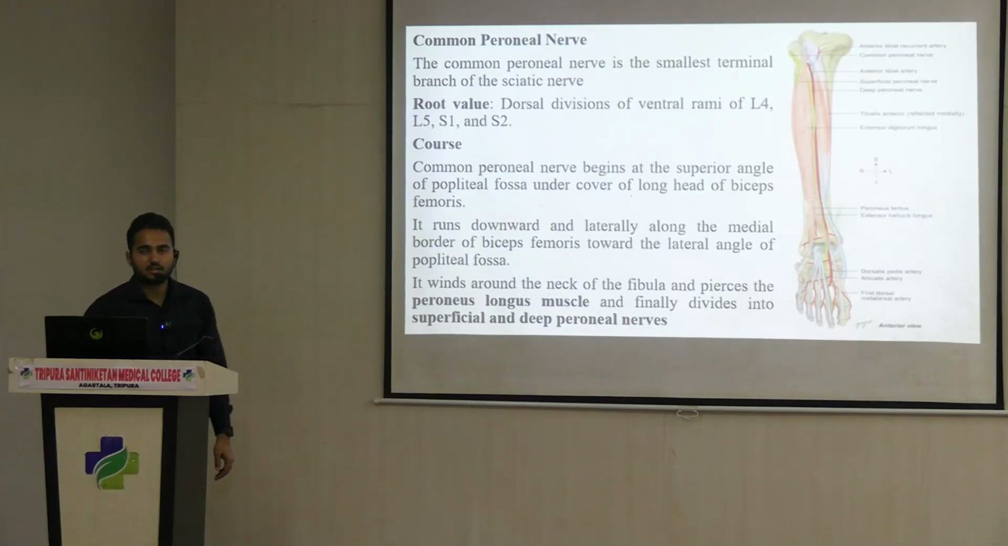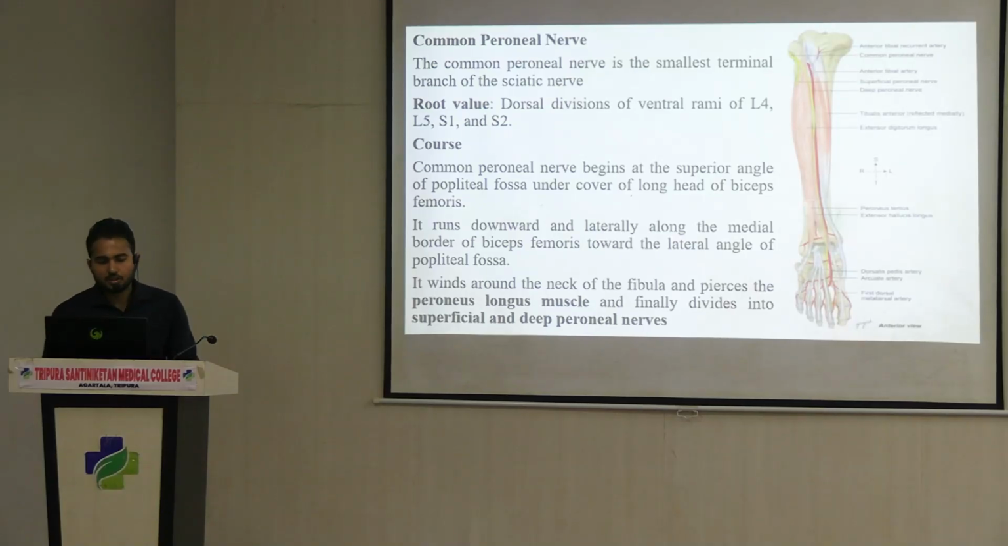So it is coming on the anterior aspect of the leg. The common peroneal nerve begins at the superior angle, where it divides into tibial and common peroneal. From the superior angle, the course starts, of the popliteal fossa under cover of the long head of the biceps, then runs downwards and laterally along the medial border of the biceps femoris towards the lateral angle of the popliteal fossa.